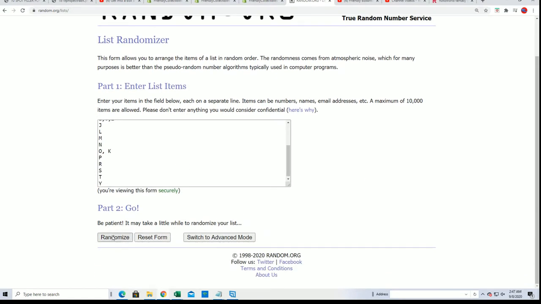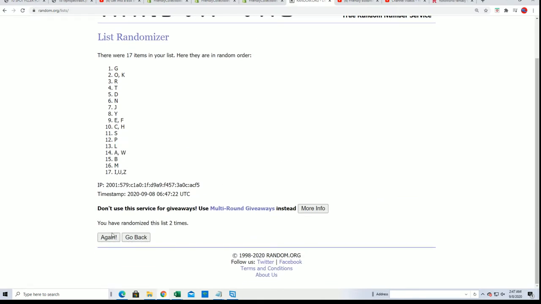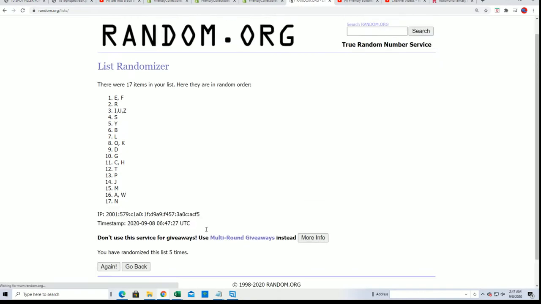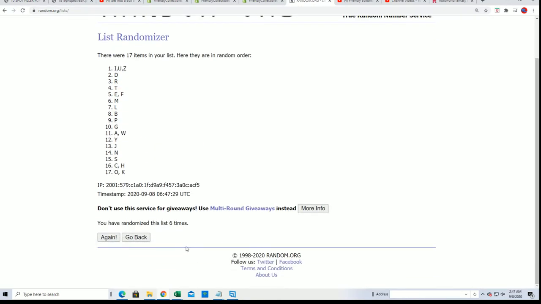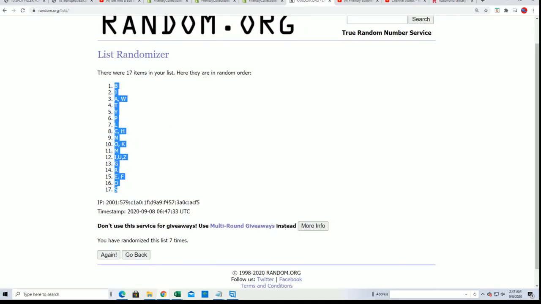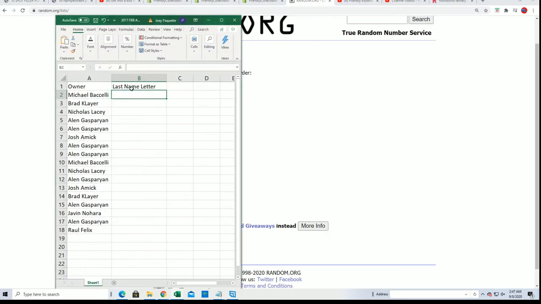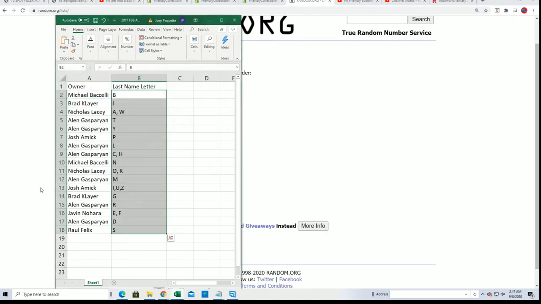Seven times. All right, lucky number seven. And there you have it. There's our random of the letters, and now everyone has their letters in the break.